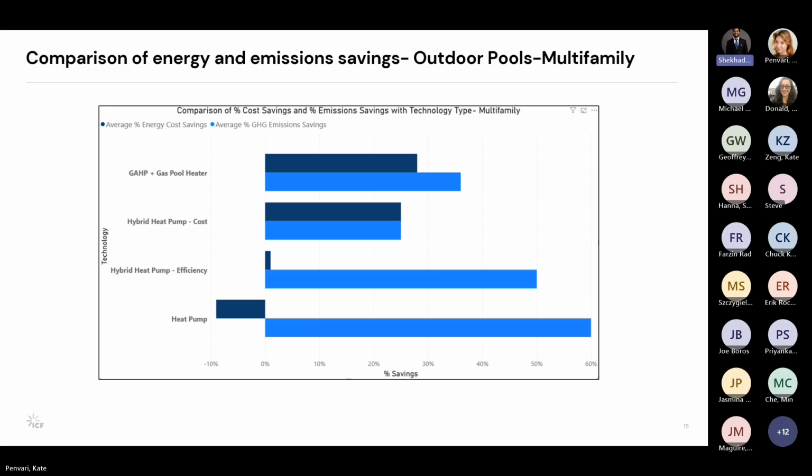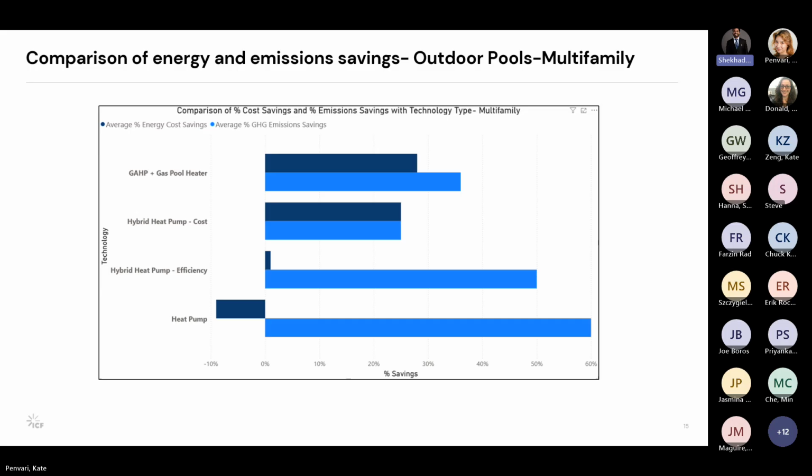So this slide shows the comparison of energy as well as GHG emission savings for outdoor pools in multifamily sector. Our analysis for the climate zones in California and focusing on this multifamily sector demonstrates that GHAP has the highest energy saving potential up to 28%, and followed by hybrid heat pump when run on minimum cost mode, which is closer to 25%.